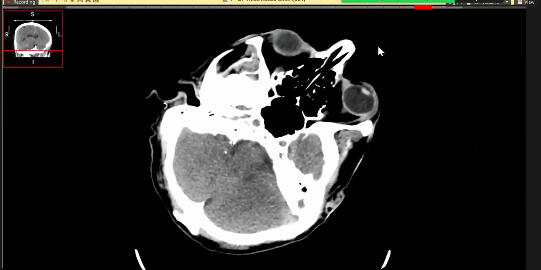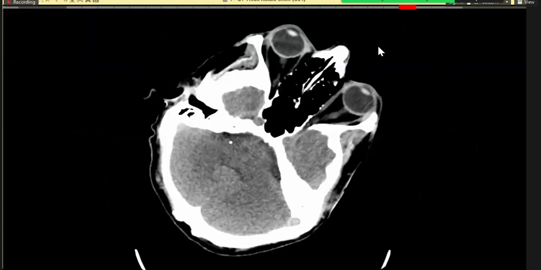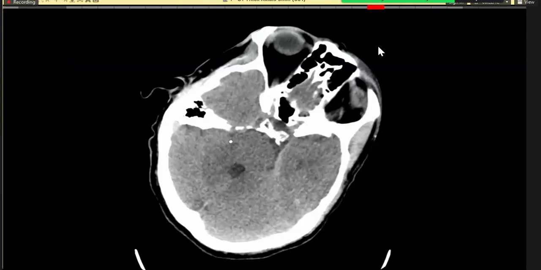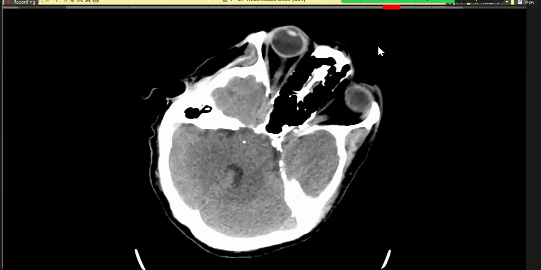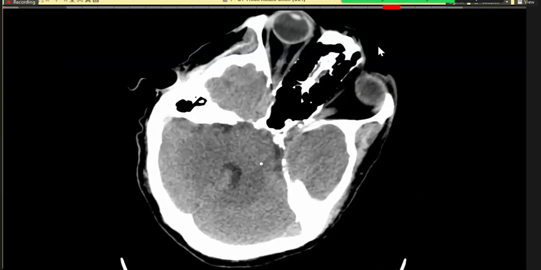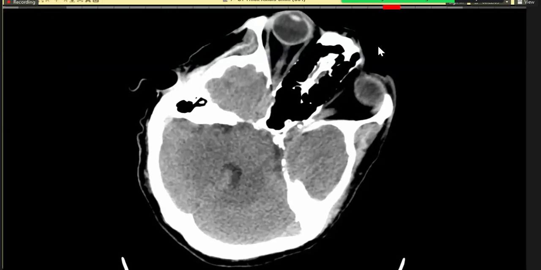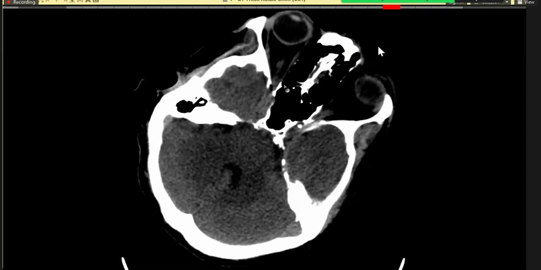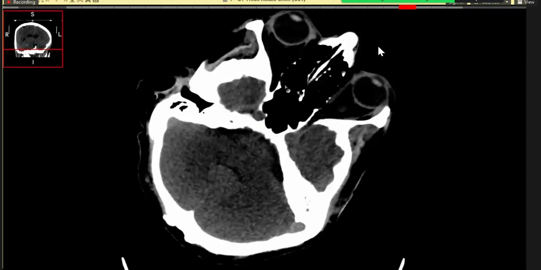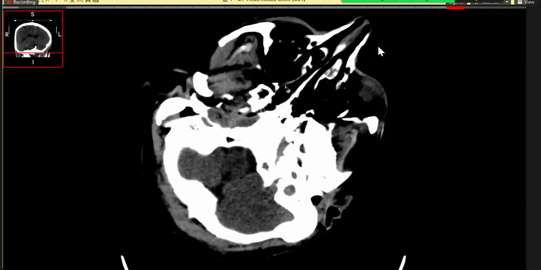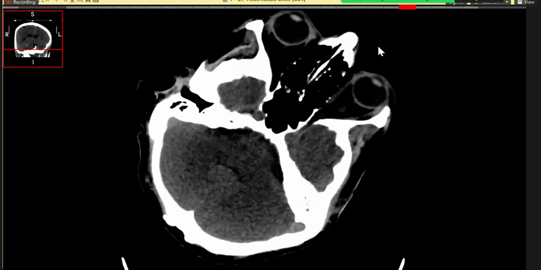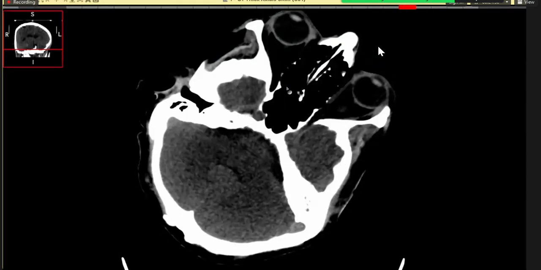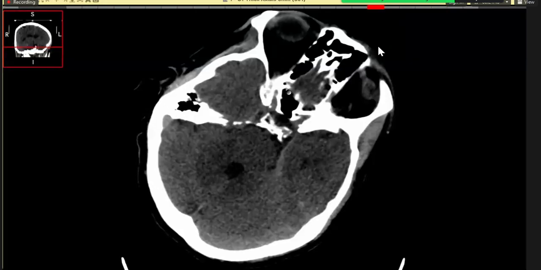Sir, can you please show me the area of the internal acoustic meatus, and can you please change the window a bit? The soft tissue is appearing a bit hyperdense. Okay, yes, that's better. There is hyperdensity seen in the adjacent region, but I'm not quite convinced.